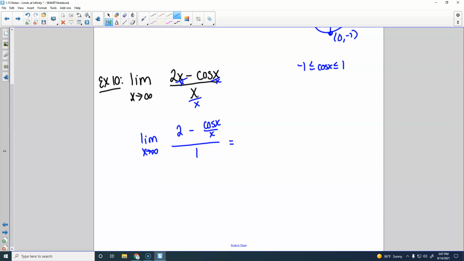How does the x and cosine not cancel? Because this is cosine of x, you're taking the cosine of it. So it's not cosine times x. Cosine is like a function. It's like you're taking the natural log of something. So it's like an f of x. So you can't just cancel those out.